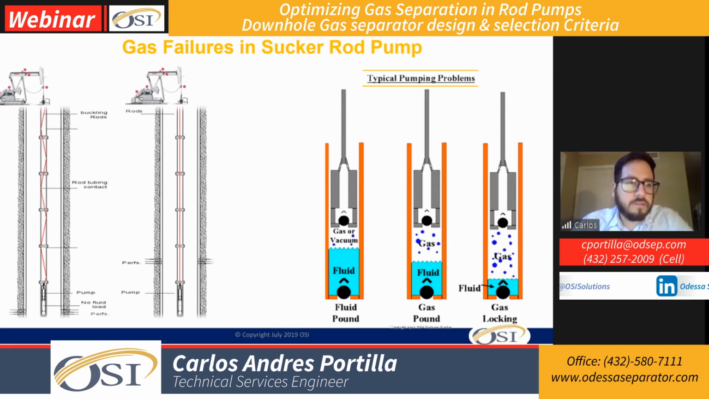What happens with this? The rods will cause wear on the tubing, and then we can have broken rods, and then we will have to pull. So there are many disadvantages of working with these conditions. We're going to explain now the difference and how we identify these problems.